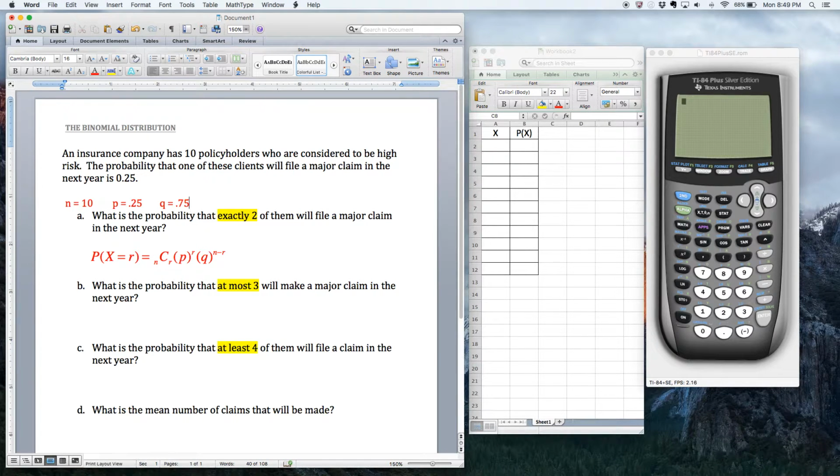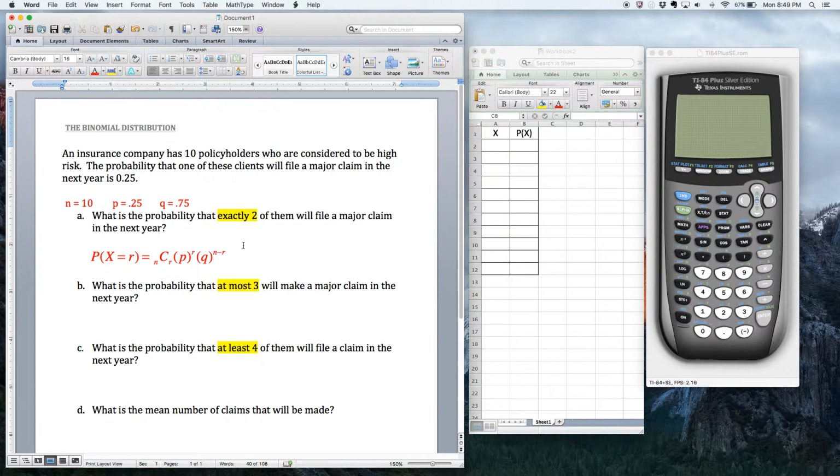All right, so let's look at what question A is talking about, and then let's talk about what it means in terms of the actual distribution over here. I've made a table for it. Letter A says, what's the probability that exactly 2 of these policyholders will file a major claim in the next year? All right, so think about that. There are 10 policyholders. Maybe the first 2 file a claim. Maybe the first guy does and the last guy does. Maybe guys number 5 and 6 in the middle file a claim. There's a lot of ways this can happen.